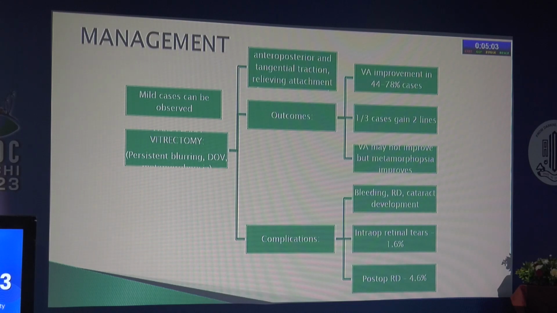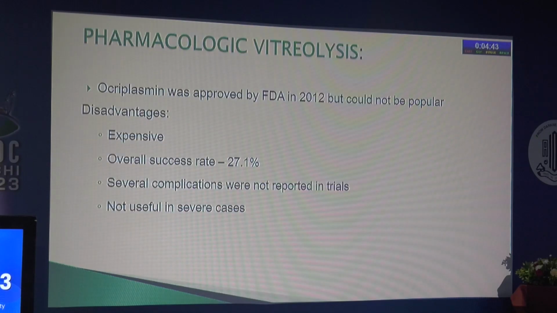So the surgery is pars plana vitrectomy. What are the outcomes? Visual acuity improvement is seen in 44 to 78% of cases. 1/3 of them will gain more than 2 lines. Visual acuity may not improve, but there is definite improvement in the metamorphopsia. And complications are those related to the pars plana vitrectomy.